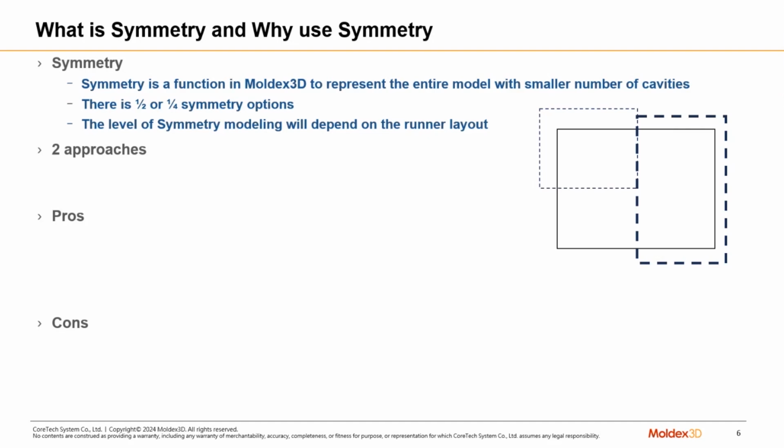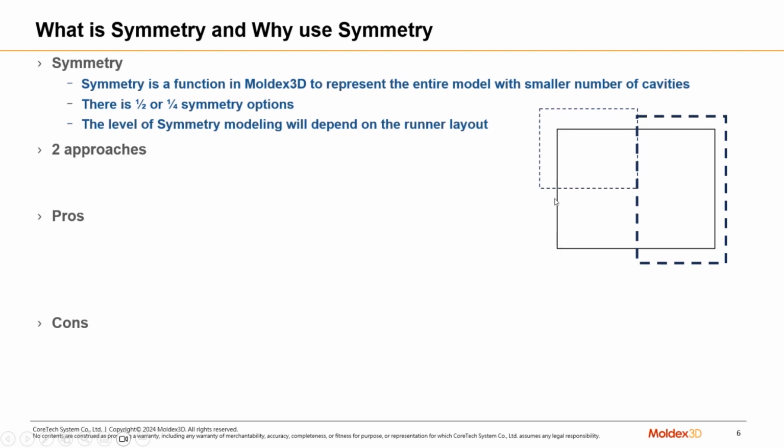And the level of the symmetry modeling will depend on the runner layout. So in this particular image on the top right corner, you have this particular mold. We are looking at the top section of the mold from top to bottom, and we see that this is our rectangular mold, right? And let's say we have 32 cavities distributed in this. So what this half function does is we are running the simulation on just half of the mold, and with the quarter, we are running the simulation on just a quarter of the mold. So that's what it means.